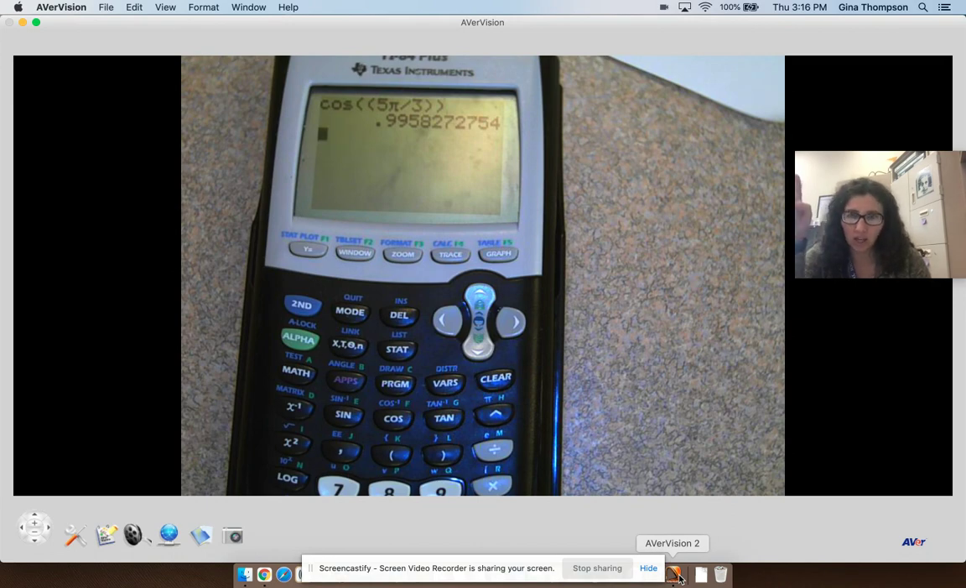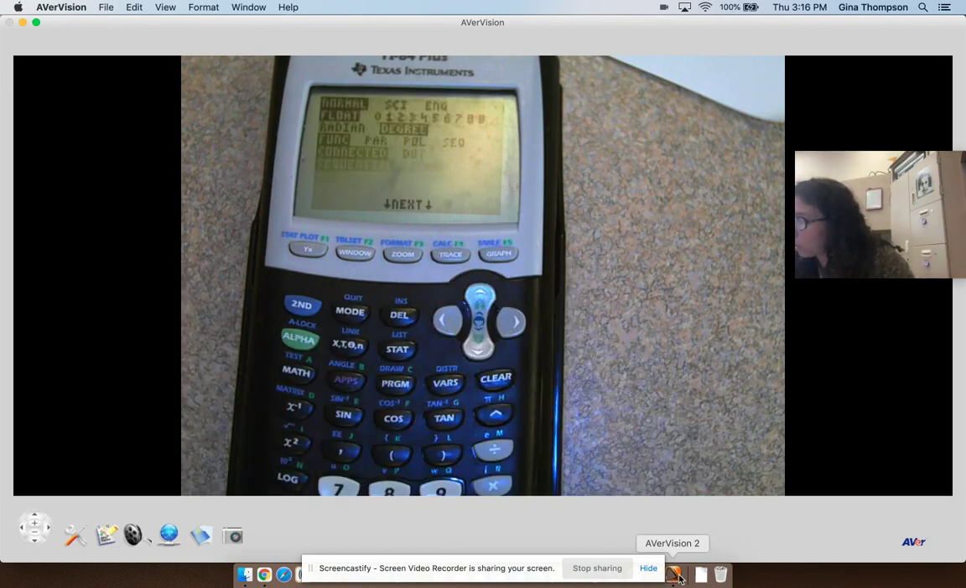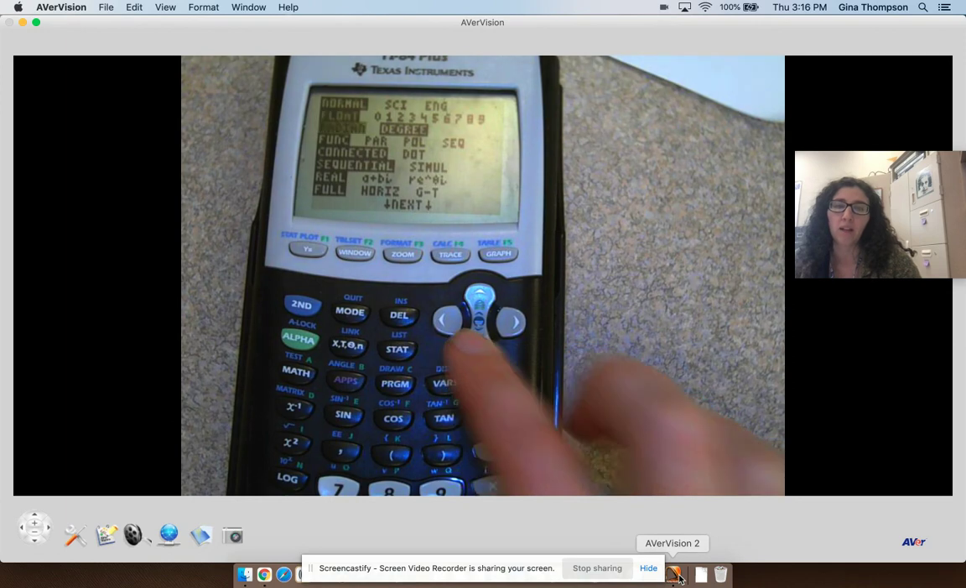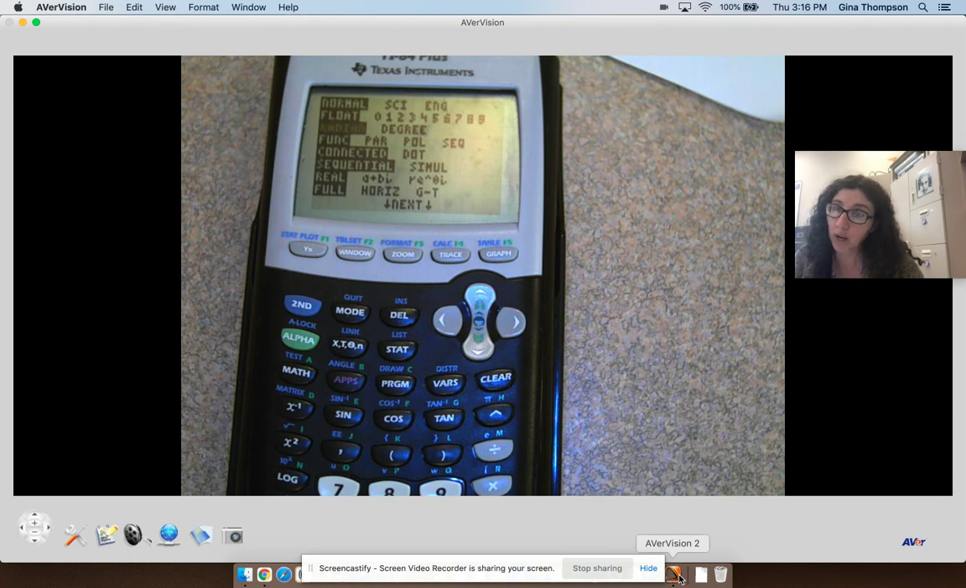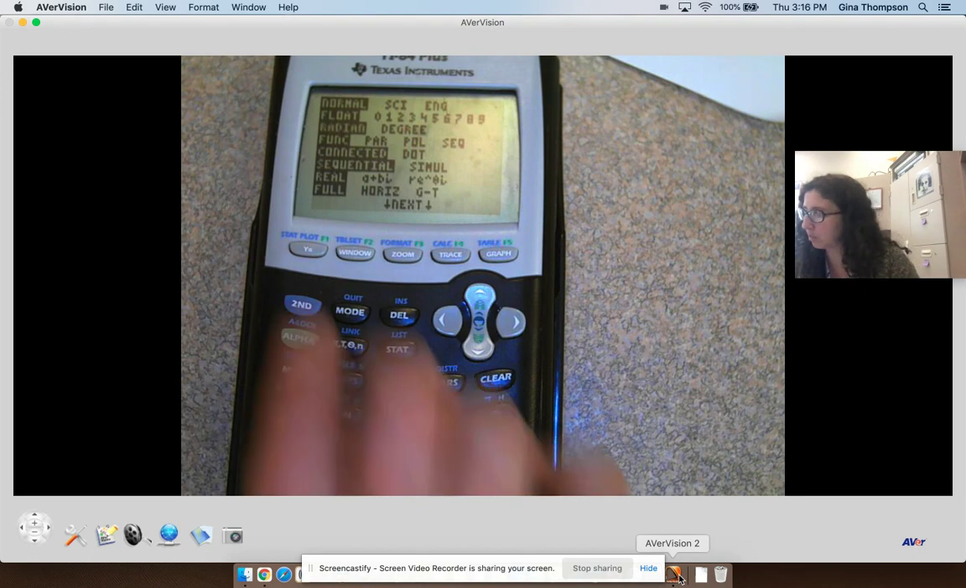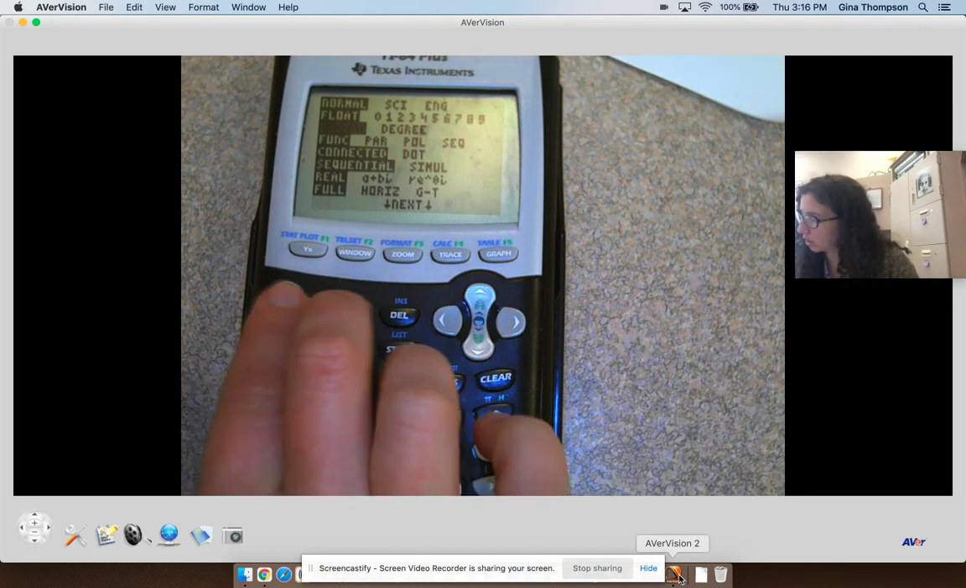This is the tricky thing. When you're using a calculator, don't let it trick you. Look what happens. If I go to mode, it's in degree mode. Dun, dun, dun. Okay, this is the bane of trig students. You got to make sure if you're dealing with radians, it's in radian mode. If you're dealing with degrees, it's in degree mode.